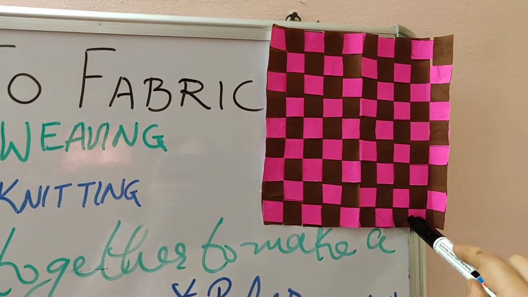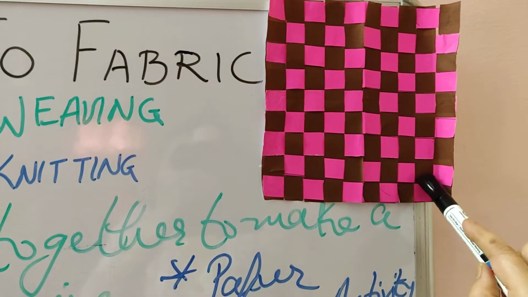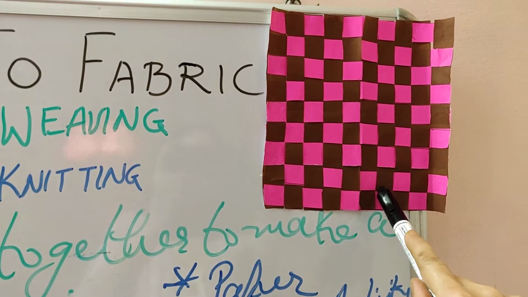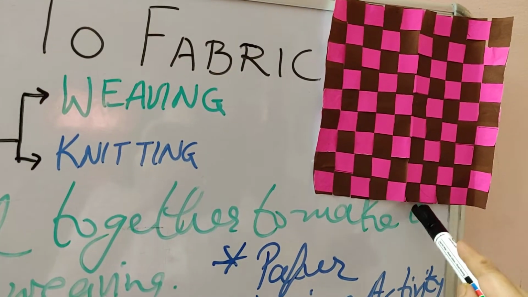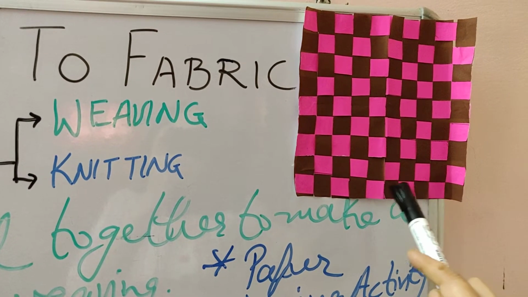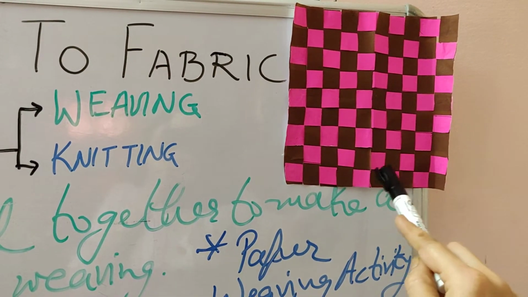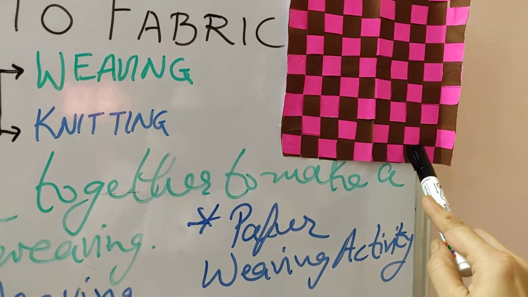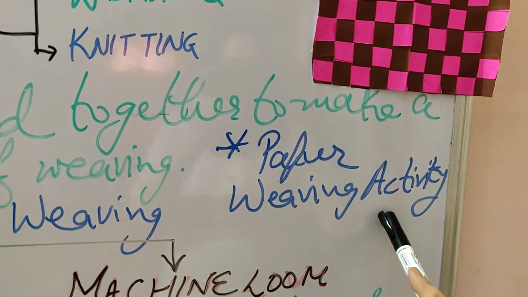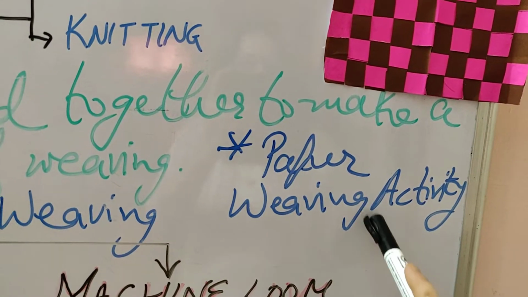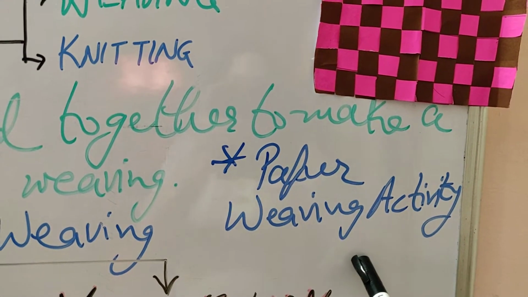A pattern is created, as you can see from this paper mat. That way the weaving is carried out. Weaving is done on a frame in which these yarns are arranged and then woven together. All of you can do the paper weaving activity by seeing the other video, in which every step is shown to you clearly.